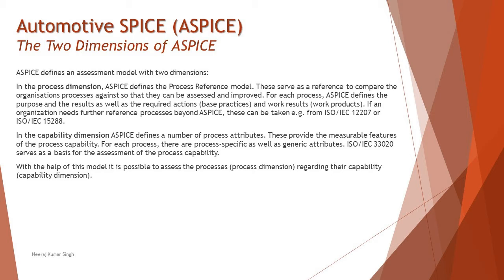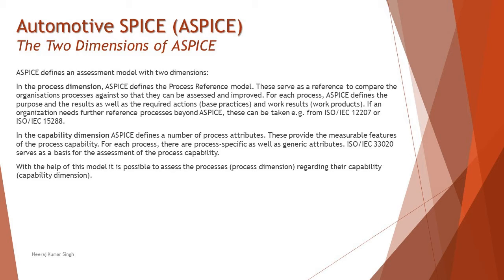In the process dimension, A-SPICE defines the process reference model: what kind of standards you will be measuring, what kind of protocols you will be following to develop a particular project, and a lot of standard templates, making sure that at every milestone you have a good number of metrics to measure progress and calibration issues. A lot of things come into this picture, and from the point of process, these serve as a reference to compare the organization's process against, so that it can be assessed and improved.